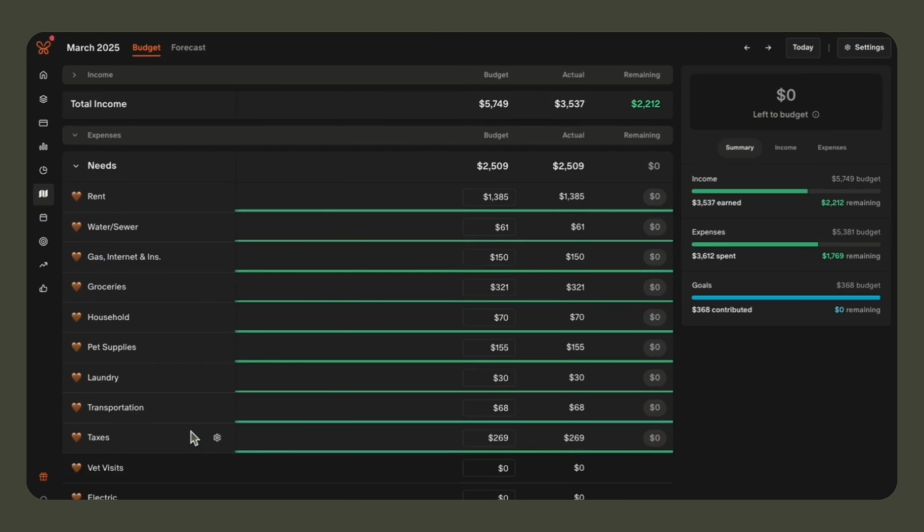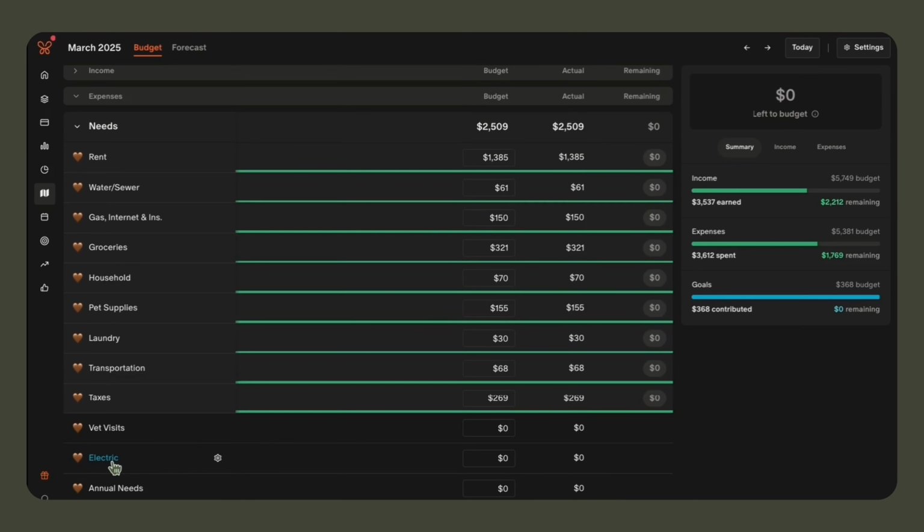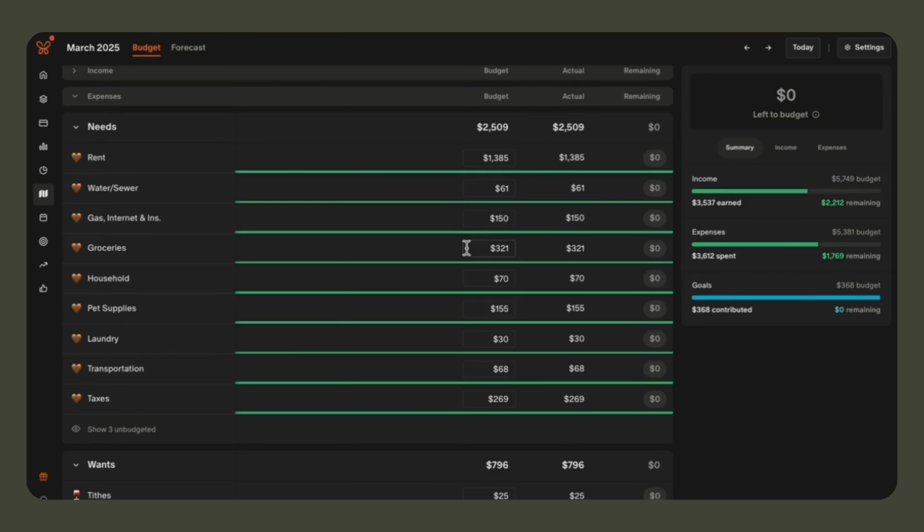And you'll actually see down here in my unbudgeted that I was not charged for electric this month because through my electric bill, I had another credit. And so that covered my electric bill for this month and I didn't have to pay out of pocket. For groceries, I usually budget $360 a month, but I only spent $321. Household was normal at $70.